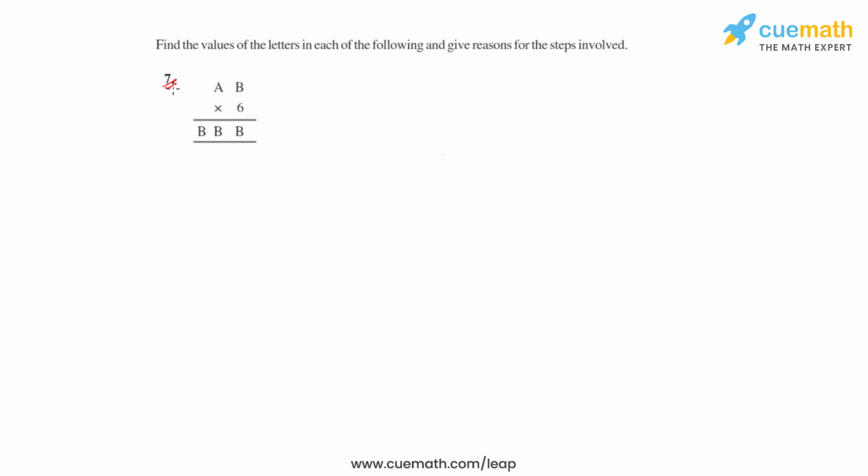So in question number 7 of this first exercise, we have been given a puzzle where we have a multiplication product, and in this puzzle we see that there are two letters A and B, such that we'll have to find the values of these letters, and we'll also have to give reasons for the steps involved. And we'll also have to keep the fact in mind that these letters would represent single digits.